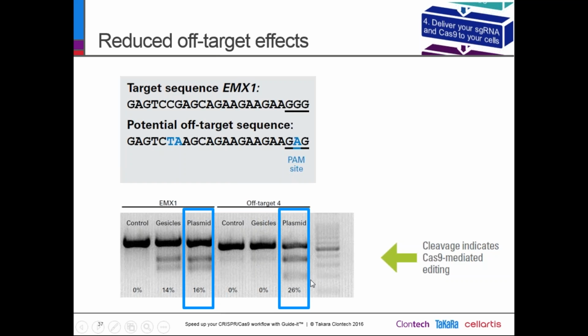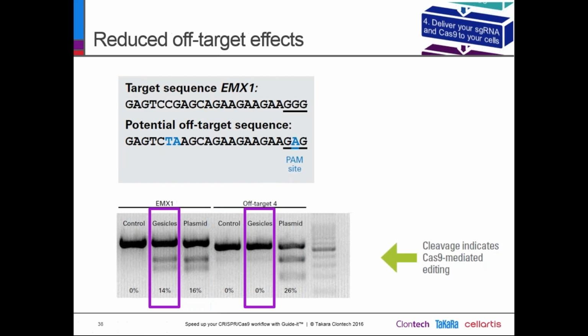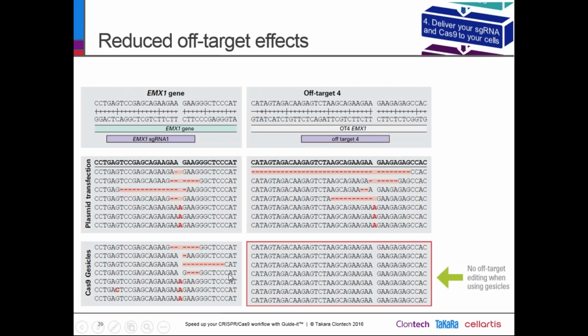But what you can also see here is that there are many gene editing events at this off-target site when using plasmid delivery. Now, in contrast, when using Gesicle delivery, you can see gene editing at the EMX1 site. However, the off-target site is really clean and comparable to the negative control.